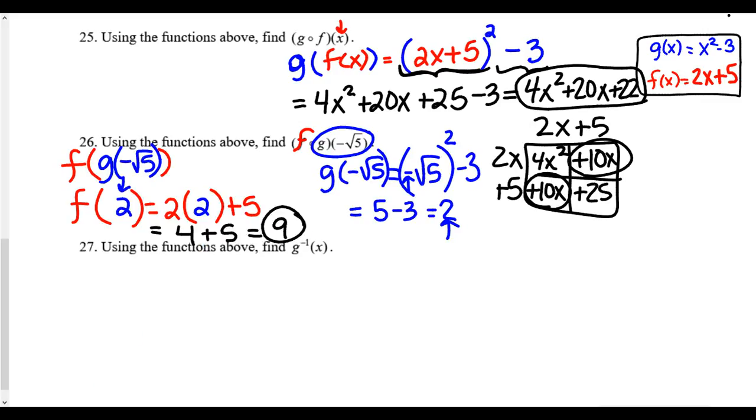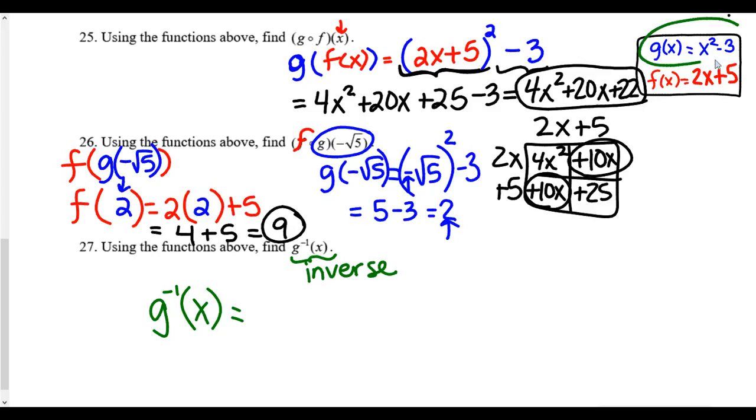All right, in the last one, we're trying to find g, and then when we put this little negative 1 in the exponent right there, what does that mean? That means the inverse of g of x. Inverse is the opposite. So I'm going to do the opposite of my g function in every way, shape, and form. My g function was up here again.